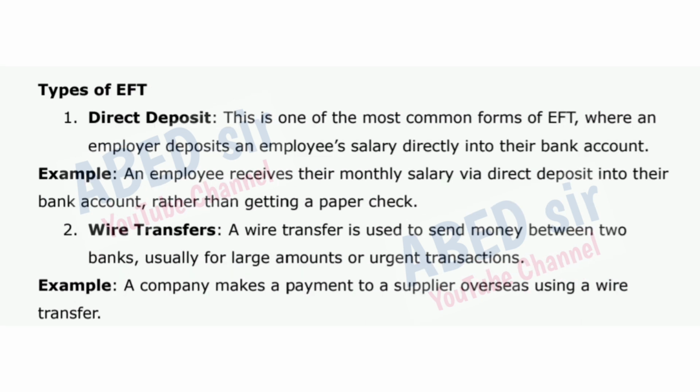Types of EFT. 1. Direct deposit. This is one of the most common forms of EFT where an employer deposits an employee's salary directly into their bank account. Example, an employee receives their monthly salary via direct deposit into their bank account rather than getting a paper check. 2. Wire transfers. A wire transfer is used to send money between two banks, usually for large amounts or urgent transactions. Example, a company makes a payment to a supplier overseas using a wire transfer.